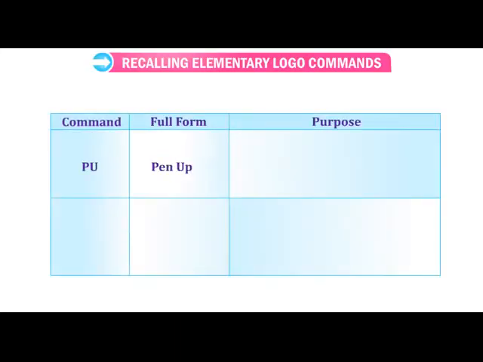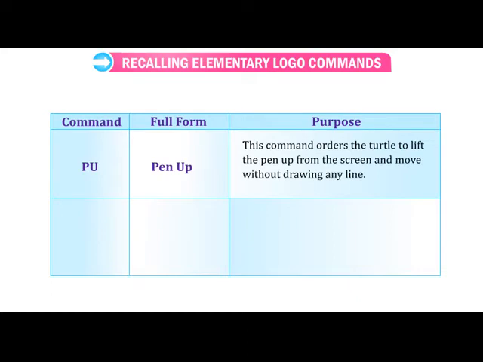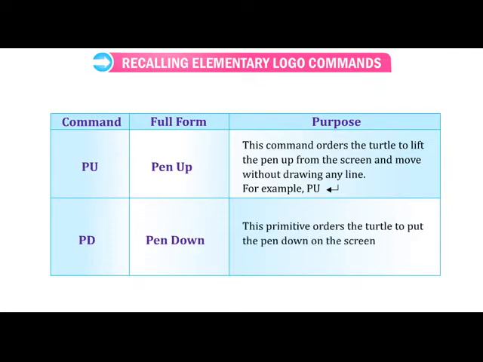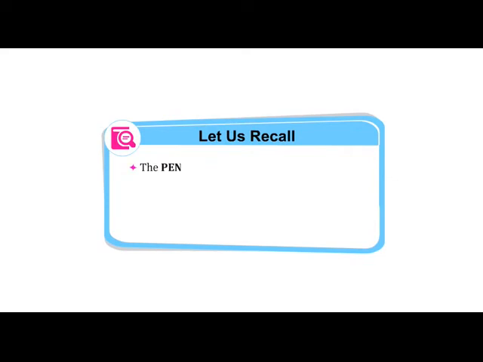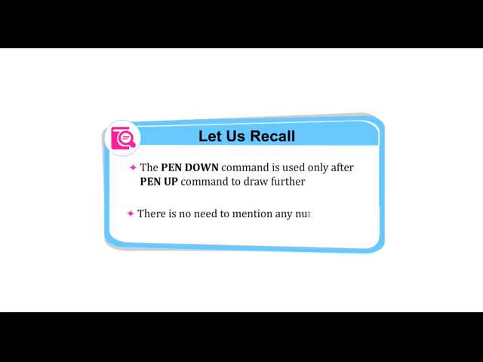PU, pen up. This command orders the turtle to lift the pen up from the screen and move without drawing any line. For example, PU, enter. PD, pen down. This primitive orders the turtle to put the pen down on the screen and start drawing. For example, PD, enter. Students, note that the pen down command is used only after the pen up command to draw further. There is no need to mention any number after pen up and pen down commands.